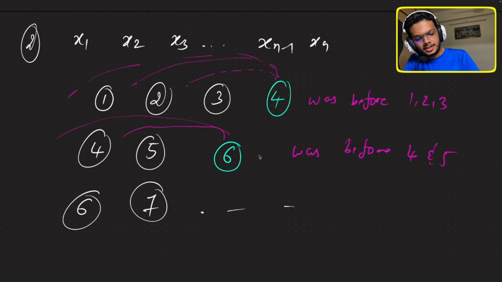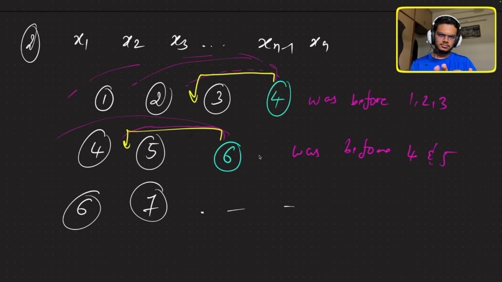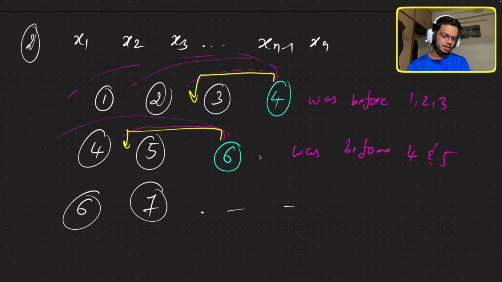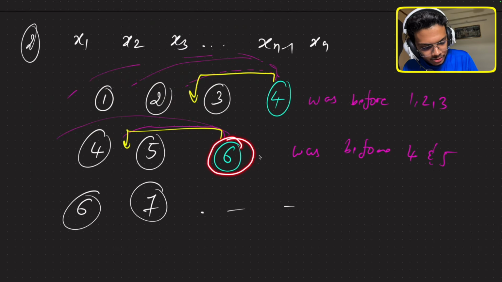But look at one thing here. Fine, 4 was before 1, 2, 3. 6 was before 4 and 5. Doesn't it mean that 4 was before 3? Right? Doesn't it mean 6 was before 5? Perfectly fine, right? So you had to start a new round because 4 was present somewhere before 3. You agree with me there? You had to start a new round because 6 was present somewhere before 5. Makes sense?